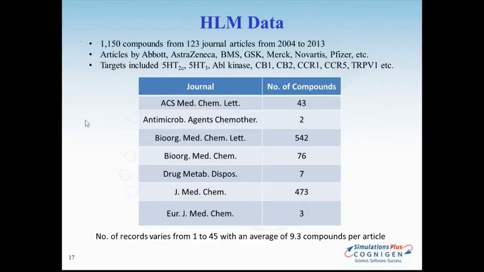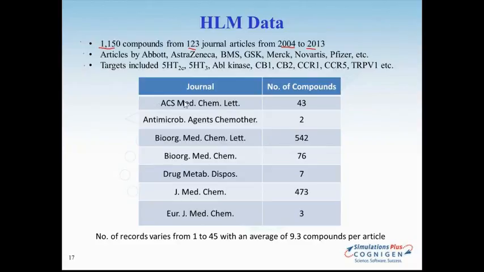So this summarizes where we got the data for our model. The model data set contains 1,150 compounds from 123 journal articles published between 2004 and 2013. All the major pharmaceutical companies and other companies published the articles, so Abbott, AstraZeneca, BMS, Pfizer, etc. There are a large number of targets, 5-HT2C, 5-HT3, Abl kinase, TRPV1, chemokine receptors, etc. So we feel like there were a lot of different targets, and it's a fairly diverse data set.